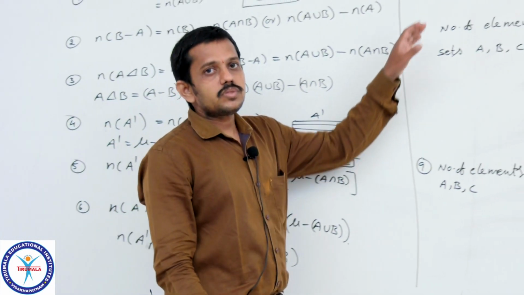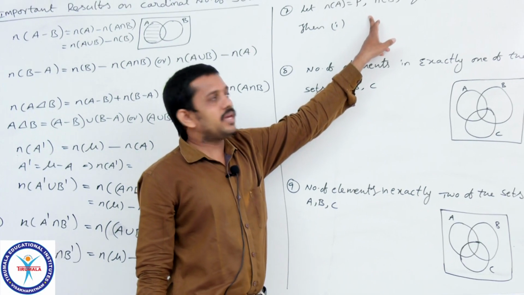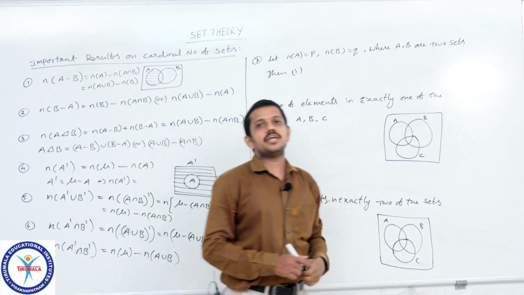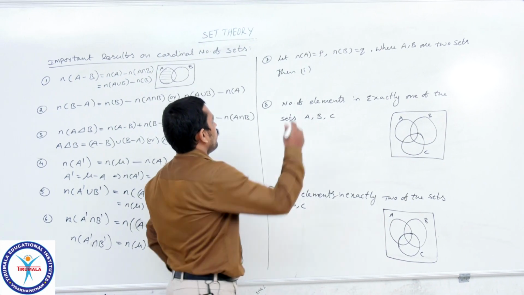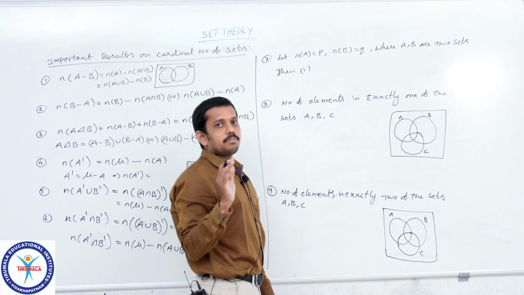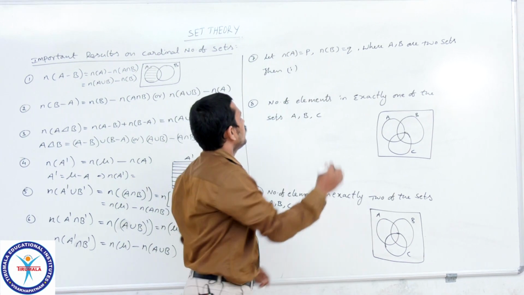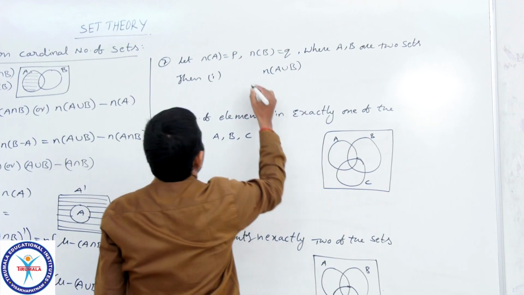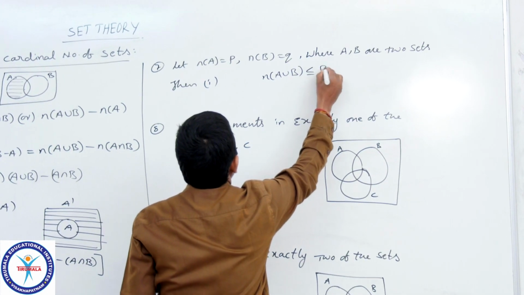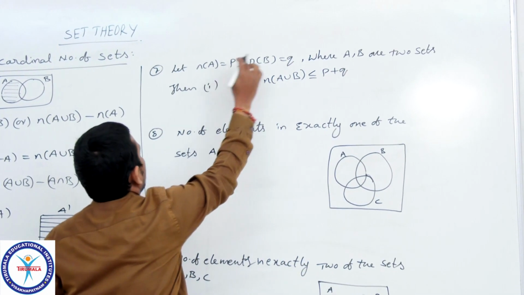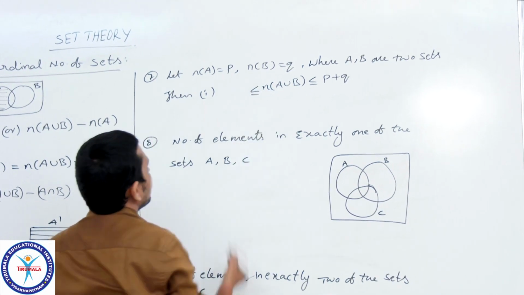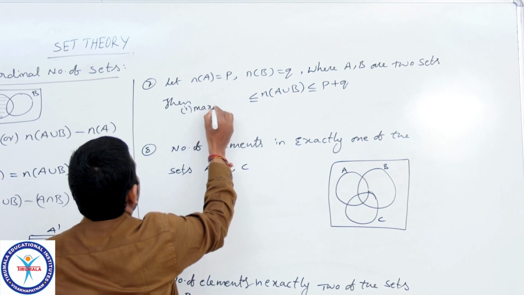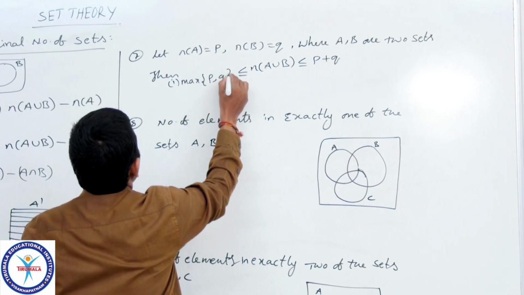Next one: suppose n of A is equal to P and n of B is equal to Q, where A, B are any two sets. Then what is the relation between the number of elements in A union B and P, Q? Here the number of elements in A union B is less than or equal to the sum of the elements of A and B, and greater than or equal to the maximum of P, Q.